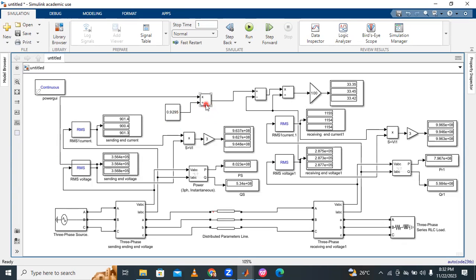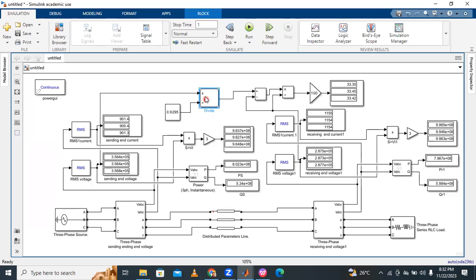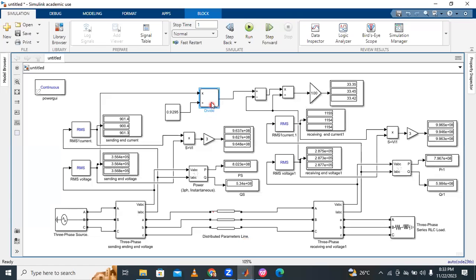At the division terminals, and this is the product terminals. So Vs into 1 divided by cos beta L, which is 0.9295, means Vs into 1 by 0.9295. We will get it like this: 0.9295, a division symbol and a product symbol, that is Vs into 1 by 0.9295.